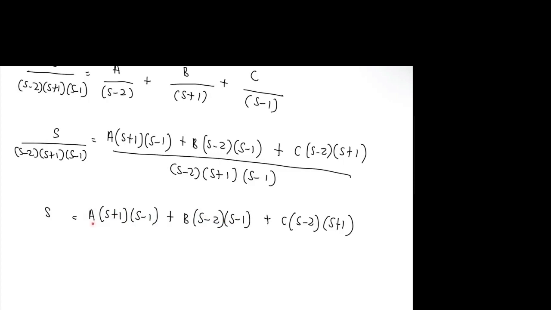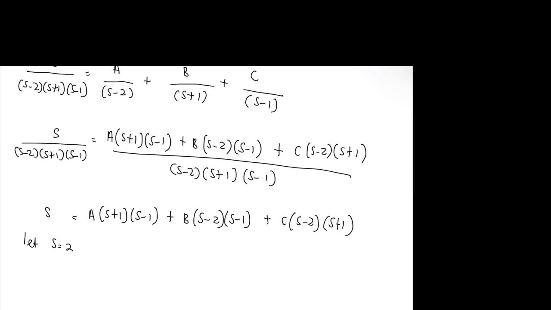For example, I want to find A. If I want to find A first, I need to make sure B and C go to 0. Let's see what B and C have in common: they both have s minus 2. So if I want to make this equal to 0, I put s equal to 2. Then 2 minus 2 is 0.